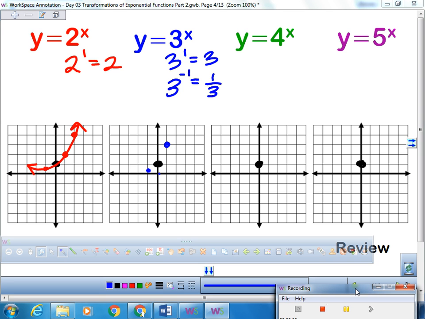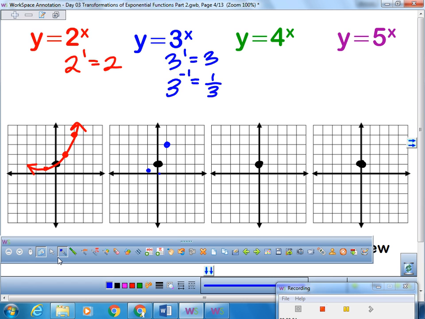We began our discussion, our review of these, for lack of a better word, parent graphs. This is a parent graph with a base of 2. This is a parent graph with a base of 3. This is a parent graph with a base of 4. And we're going to perform transformations on those.